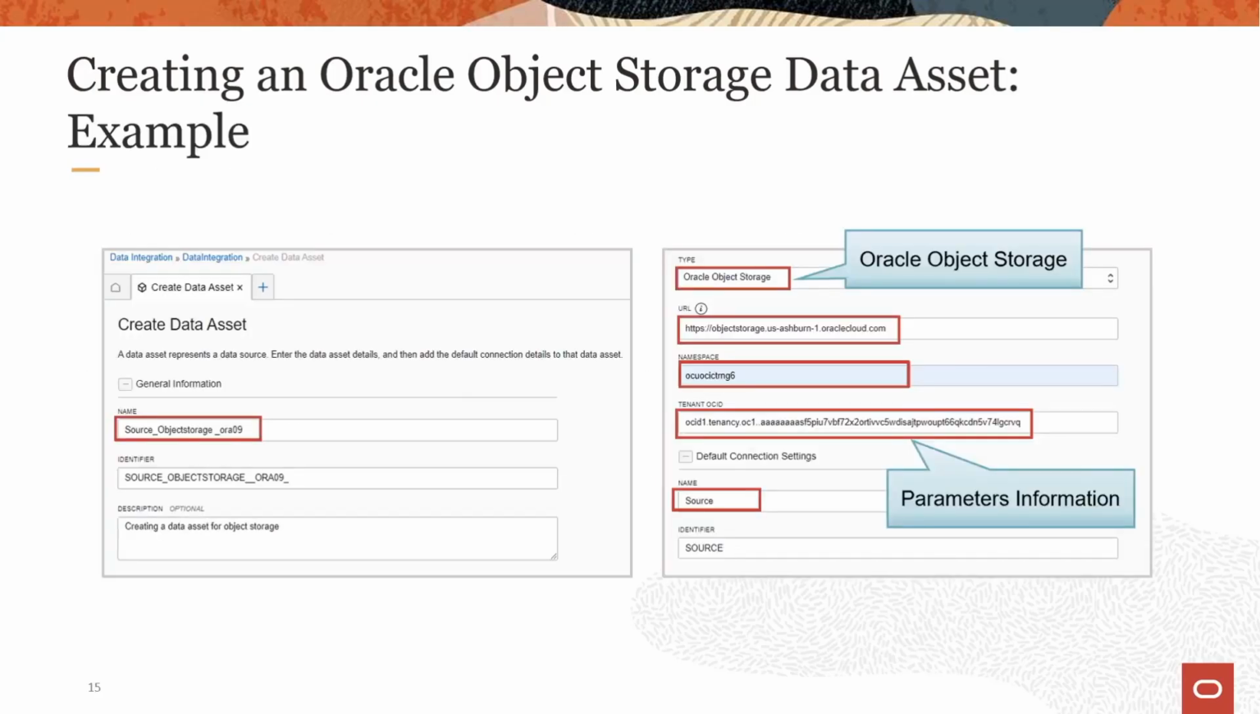As you see in the first screenshot, you can find the Create Data Asset page under Data Integration. In that page, enter the name and the identifier of the data asset. The other inputs are shown in the second screenshot. Here, you can give the inputs like asset type, URL, namespace, tenant OCID, and its name.